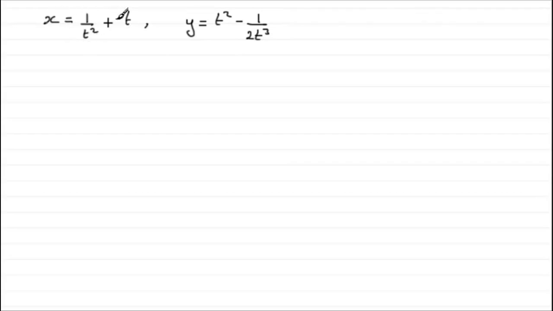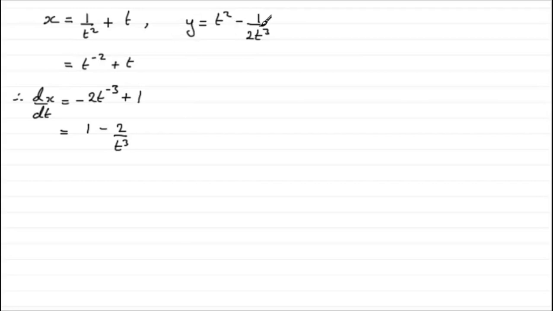Well, we're going to need to find dx by dt, so I would want to simplify this term. Think of it as t to the minus 2, and then we've got plus t. When differentiating with respect to t, dx/dt equals minus 2t to the minus 3, and differentiating plus t, we end up with plus 1. I'd prefer to rewrite this, so we have 1 minus 2 over t cubed. So that's dx by dt.